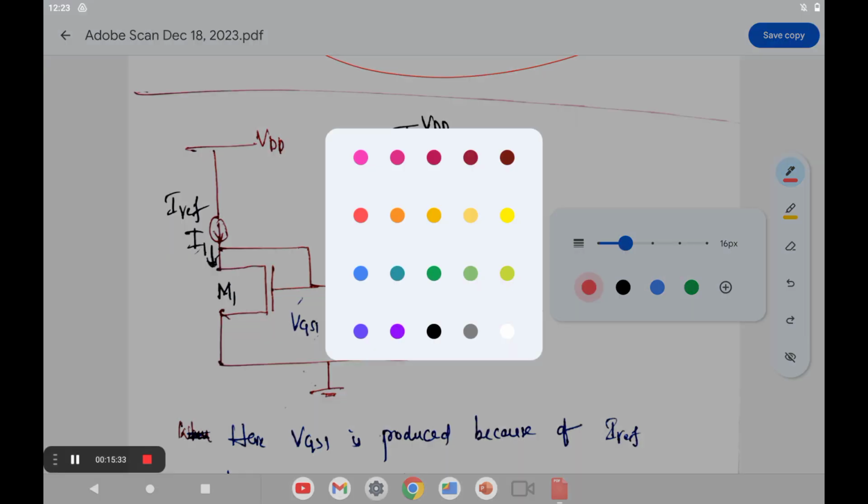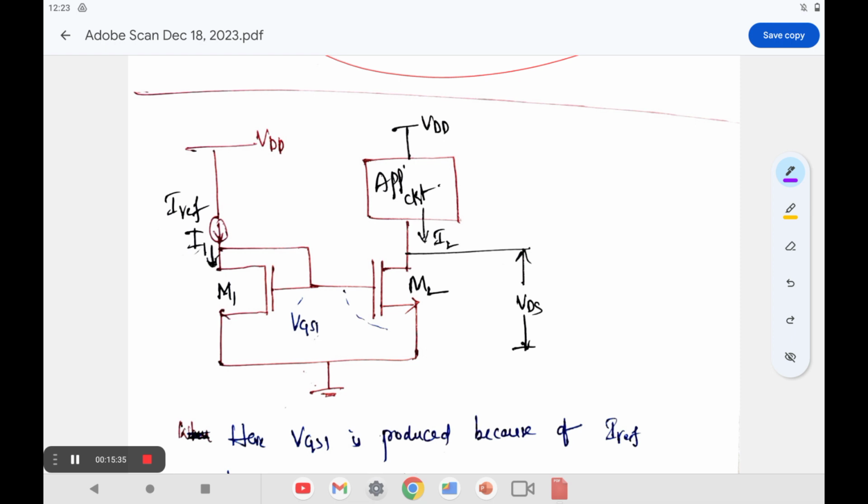In this current mirror circuit, we will take two transistors, M1 and M2. So this is nothing but a MOSFET, right? Metal oxide semiconductor field effect transistor. So here the thing is that this is an application circuit. This is generally called an application circuit.